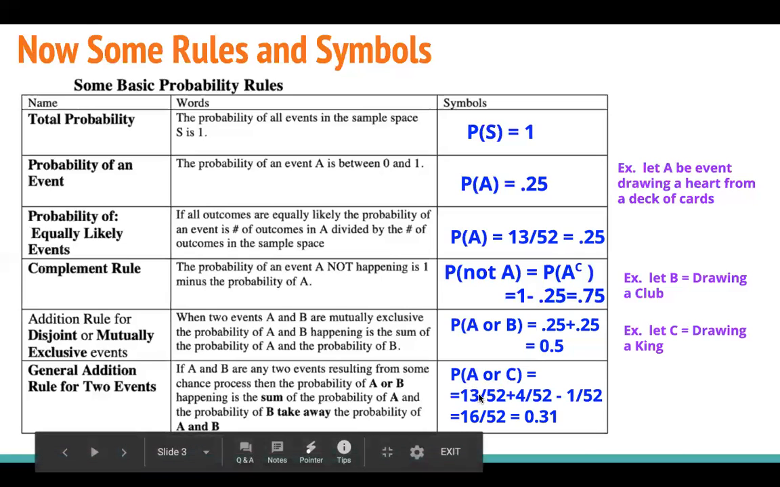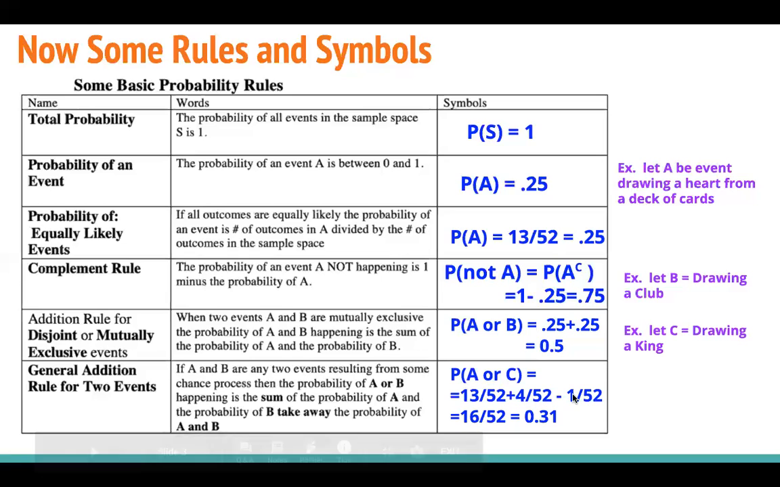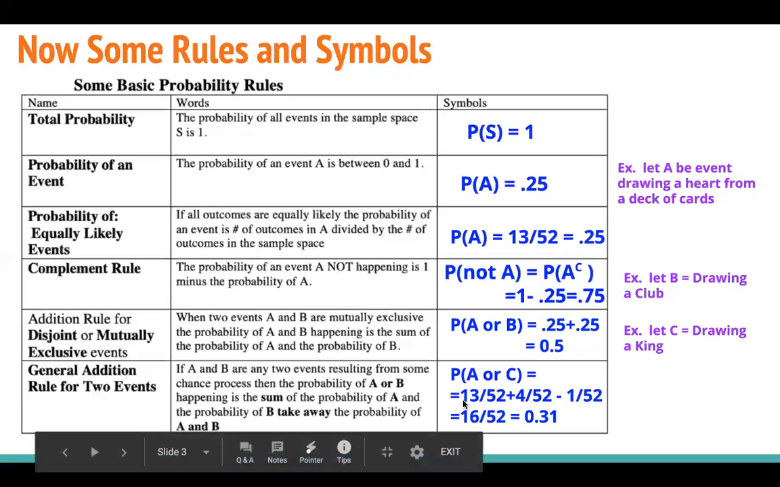So when I add, there are 13 hearts and there are 4 kings, but there's one that's kind of an overlap. So I have to make sure I subtract away that overlap. Otherwise, I'll get a probability that's too big. So there's 13 hearts out of 52 plus 4 kings out of 52. I subtract away that king of hearts, that otherwise I count twice, and my ending probability is 16 over 52, which when I divide, I get 0.31. Either one is acceptable for me, by the way, whether it's a fraction or a decimal.